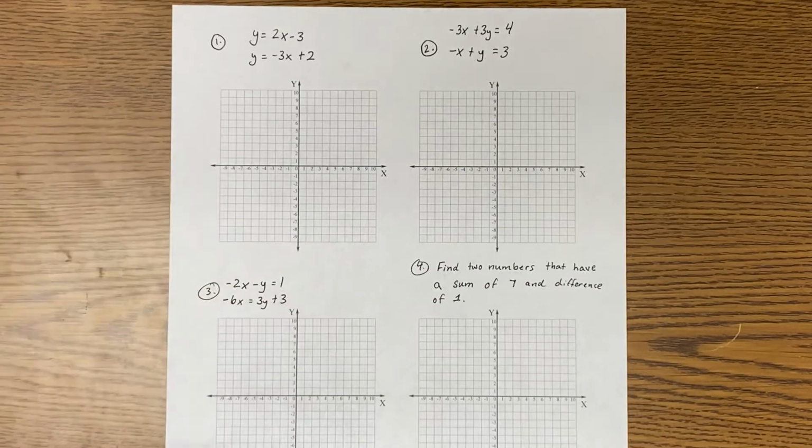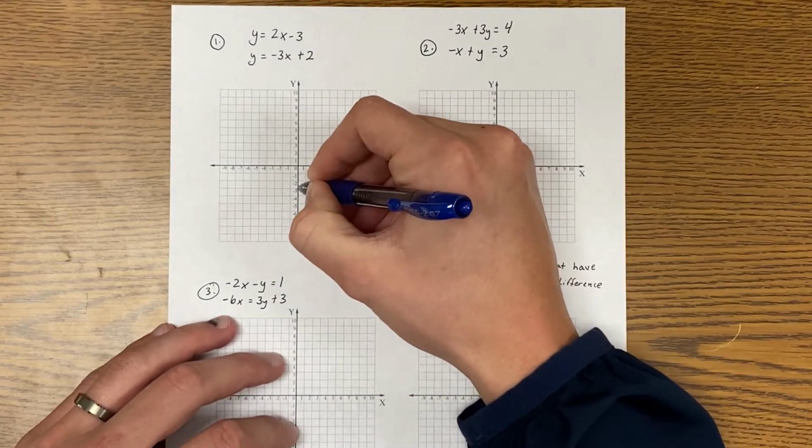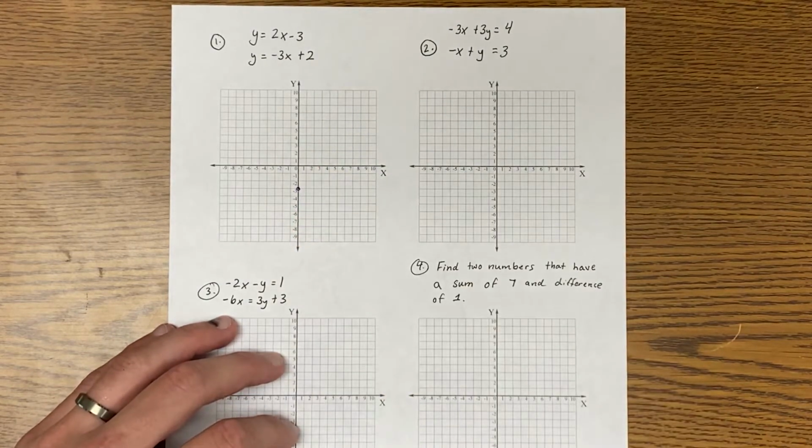The beauty about number one is both equations are already in slope-intercept form, so all we have to do is begin with b and move with m. So let's graph one equation at a time. We have y equals 2x minus 3. I know I'm going to begin with b, so 1, 2, and 3. I put my first point there.